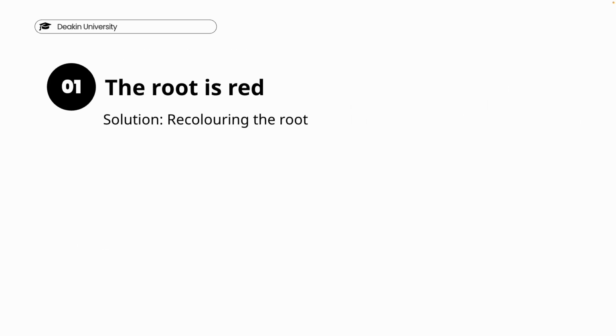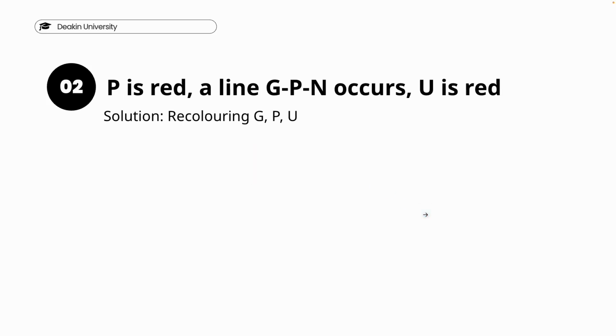So let's get started with the first scenario when we insert a node into a red black tree. The first scenario that we may come across is that the root is red. Here, if the root is red, the solution is very simple. We just recolor the root to black, and that's done. Then let's move to the second scenario.